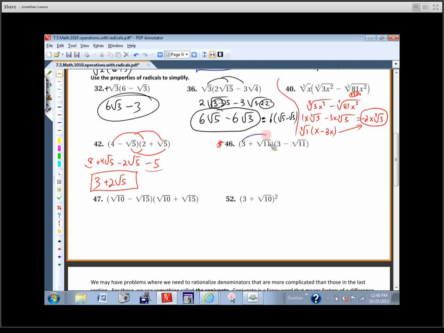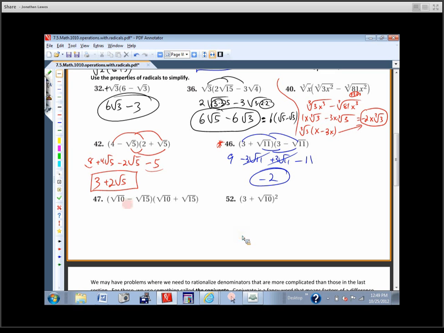So if I multiply here and here, here and here, here's what I get. 9 minus 3 radical 11, then plus 3 radical 11, and then minus radical 11 times radical 11 is 11. So there are my 4 terms. And look, those two middle ones are just opposites. And then I have 9 minus 11, so the answer to this one is negative 2. So these have a fancy name. These are called conjugates of one another. Conjugate is just a fancy way of describing a difference of squares.